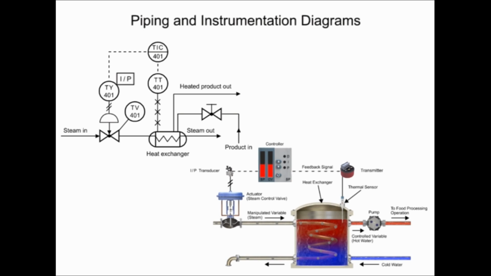The controller output is connected to the transducer that controls the steam flow, indicated by the second letter, Y, of the functional identifier. The transducer converts an electronic signal to a pressure signal and is indicated by the square containing the letters I and P. The line with diagonal marks designates a pneumatic connection.